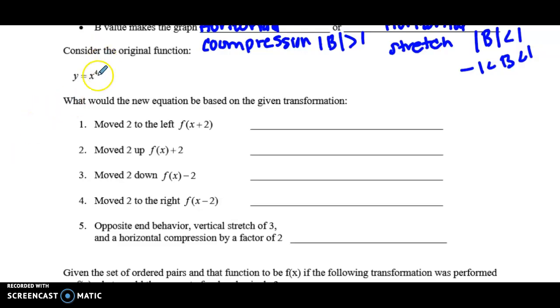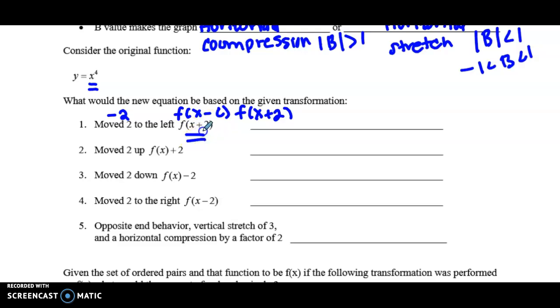All right, so let's just take a look at some examples. You have y equals x to the fourth. What we're going to do is make a new equation based on this transformation. The first one says moved 2 to the left. Remember that transformation is x minus c. So moving 2 to the left is -2, which is why that's going to be f of x plus 2.